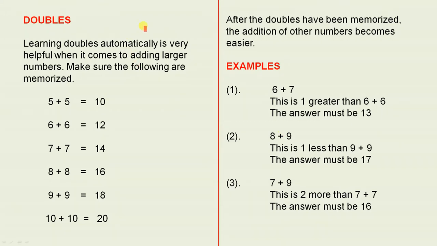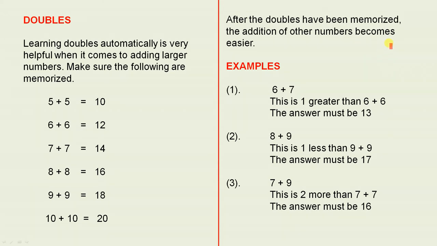Doubles. Learning doubles automatically is very helpful when it comes to adding larger numbers. Make sure the following are memorized. 5 plus 5 equals 10. 6 plus 6 equals 12. 7 plus 7 equals 14. 8 plus 8 equals 16. 9 plus 9 equals 18. 10 plus 10 equals 20. And you can continue on to larger numbers.